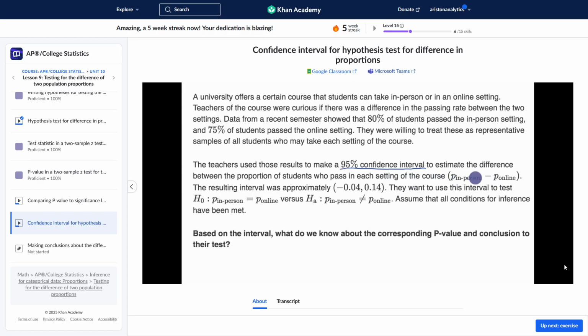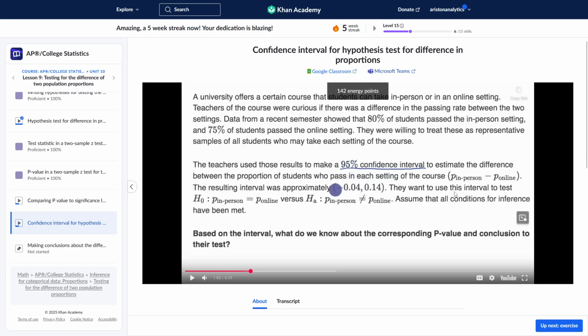So this is a 95% confidence interval for the difference between the proportion who pass the in-person course and the online course. The resulting interval went from negative 0.04 to 0.14. And just to make sure we understand what this is saying, 95% of the time that you take these samples and construct a confidence interval for the difference in proportions, it will actually contain the true proportion.